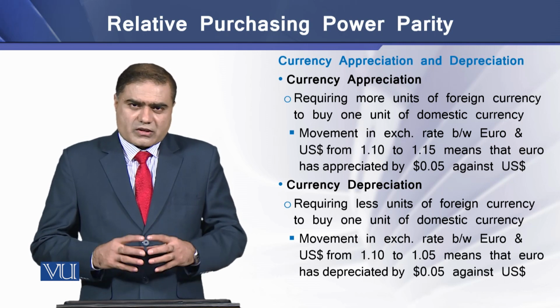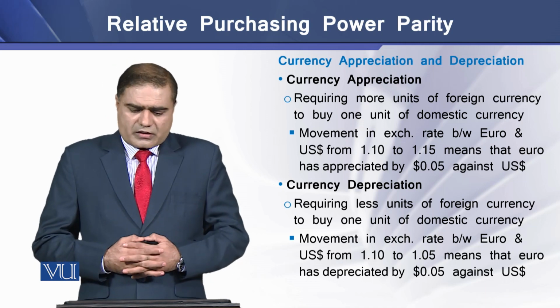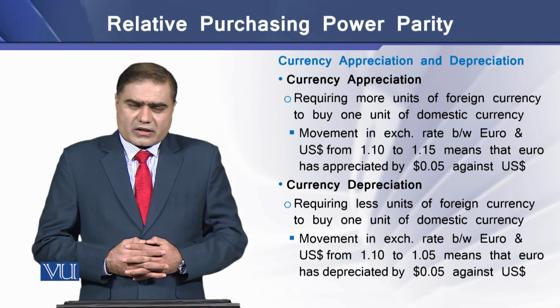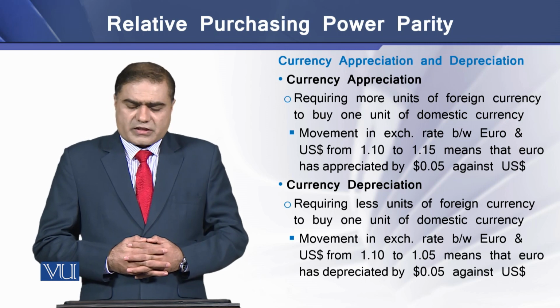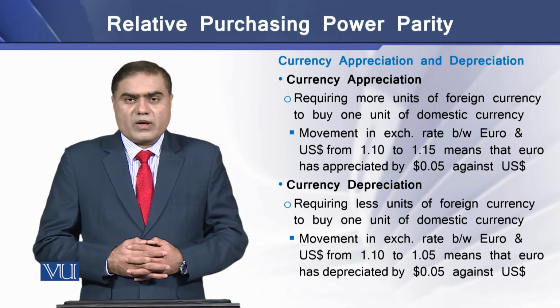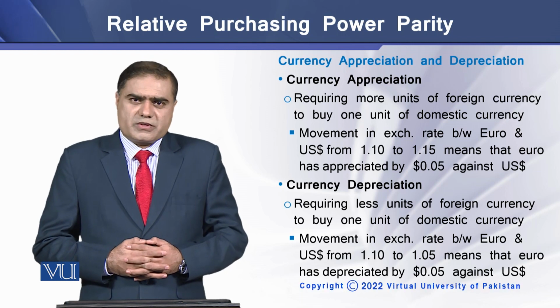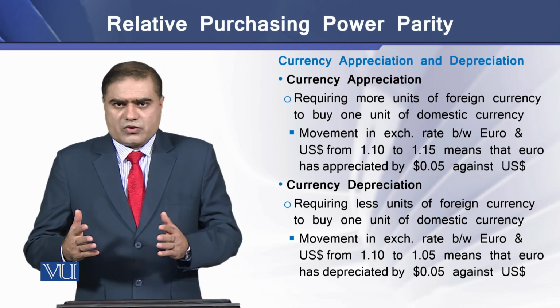Currency depreciation is the opposite of currency appreciation. This means requiring fewer units of foreign currency to buy 1 unit of domestic currency. For example, a movement in the exchange rate between the euro and the US dollar from 1.10 to 1.05 means that the euro has depreciated by 0.05 against the US dollar.